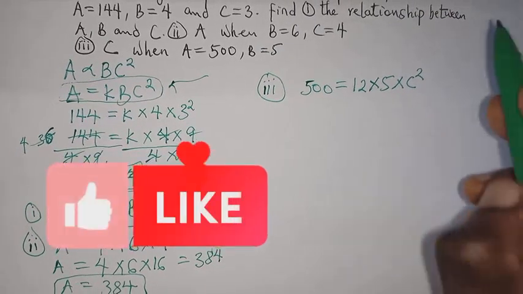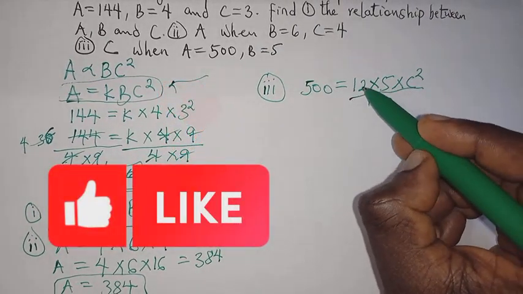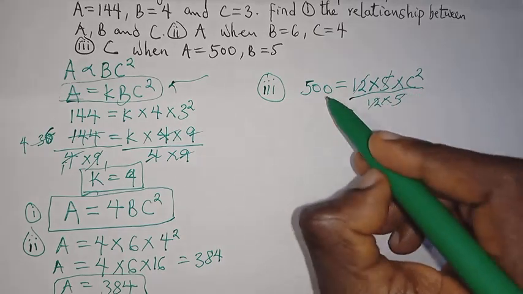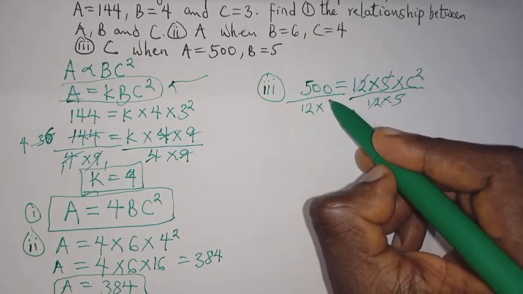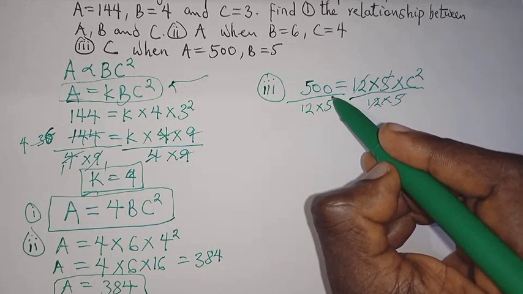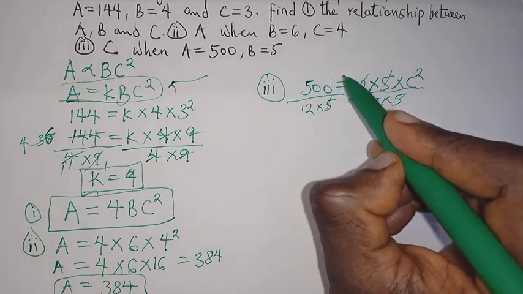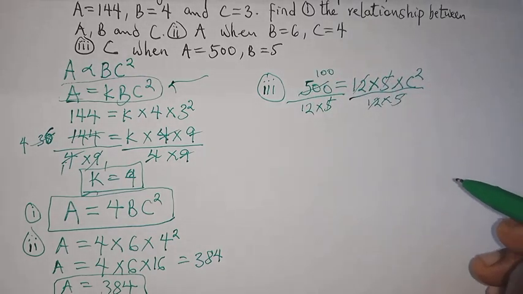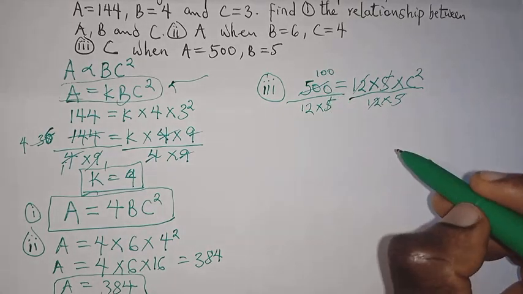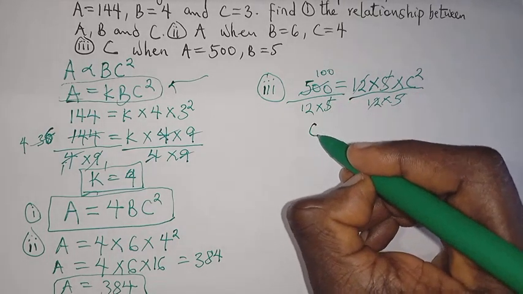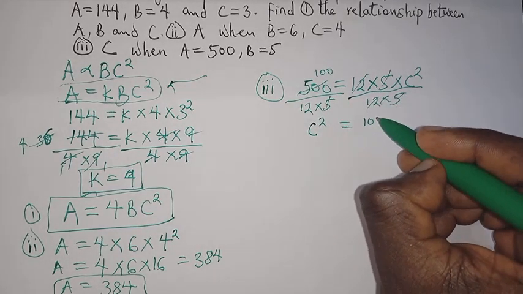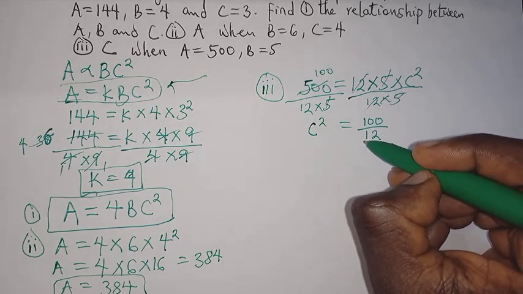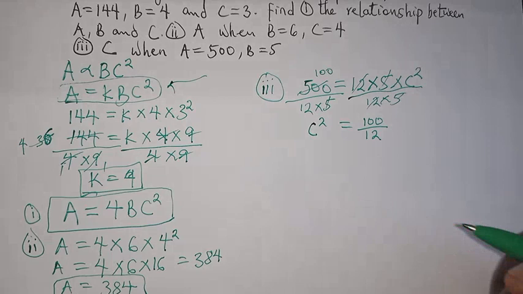So what I'm simply going to do is just divide through by 4 times 5, which is 20. Let's just do it this way. They cancel out each other. So 5 goes into this 100 times, so I have 100 divided by 4. So this simply means that C squared equals 100 divided by 4.